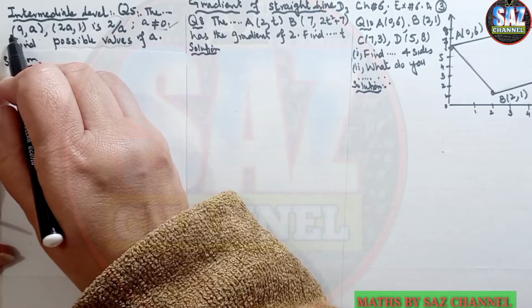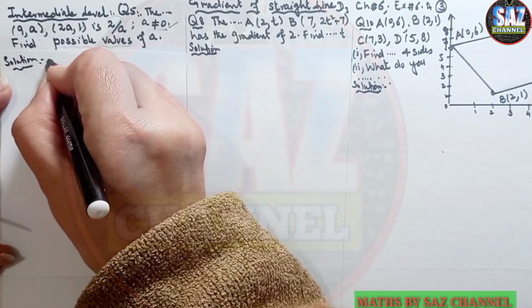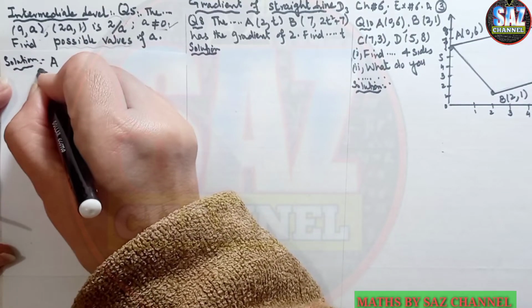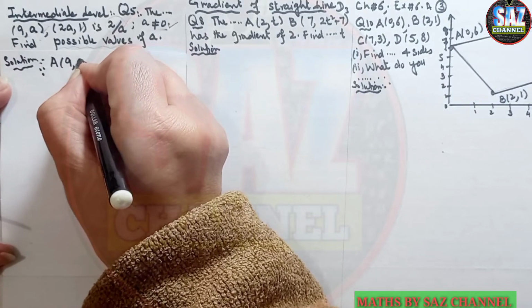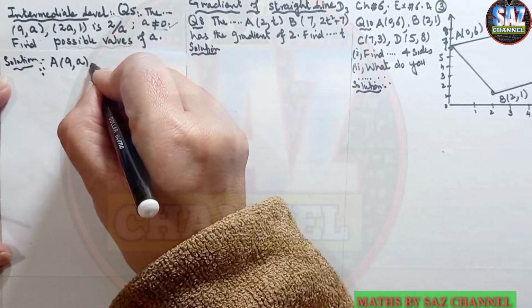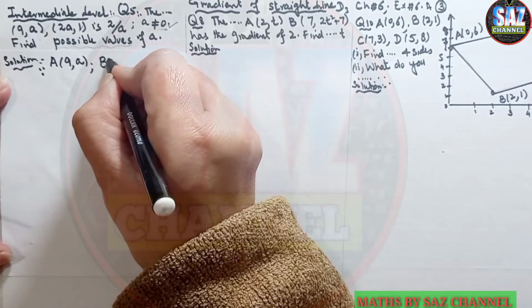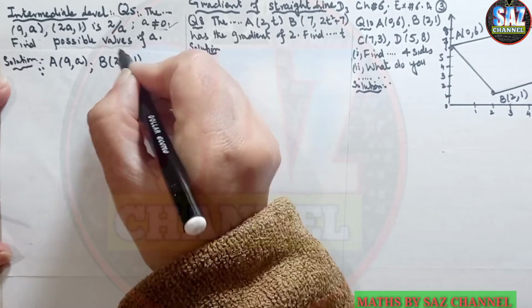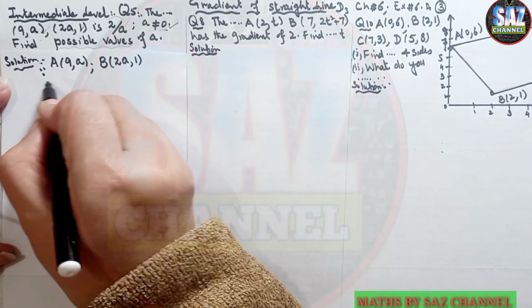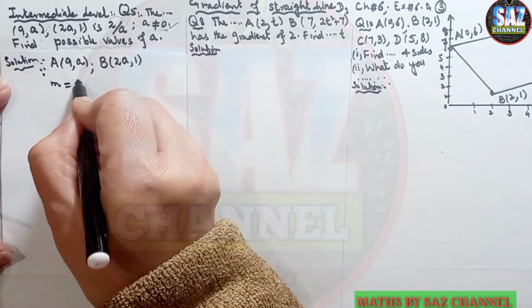Question is not giving any name to the points, so it's better to give some names. A is (9, a), and B, there is no harm to mark the vertices, is (2a, 1), and the given gradient m is 2 by a.